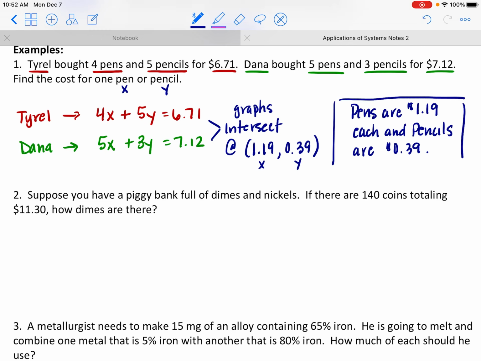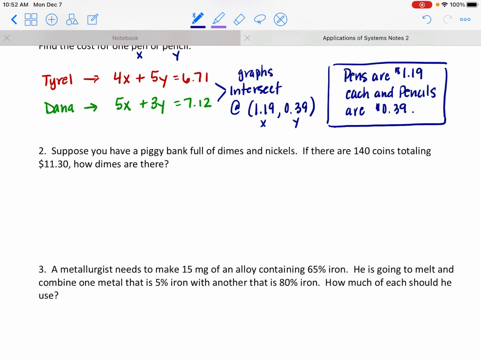We could go ahead and multiply $1.19 by 4 and 39 cents by 5 and confirm that Tyrell spent $6.71, and we could multiply $1.19 by 5 and 39 cents by 3 and confirm that Dana spent $7.12. Okay? Not so bad, hopefully.